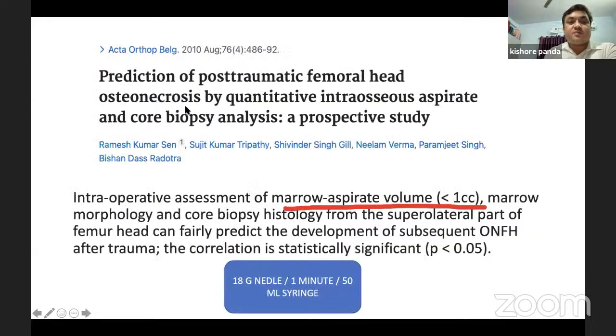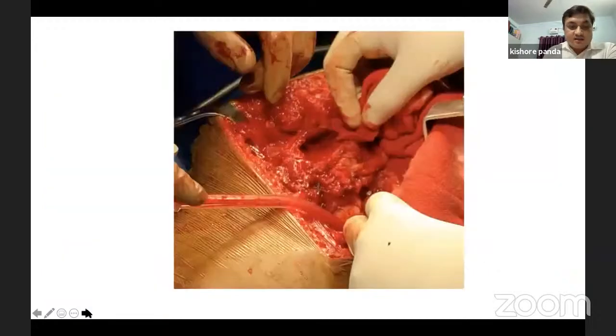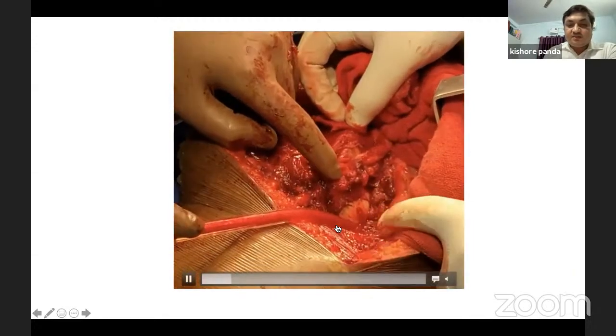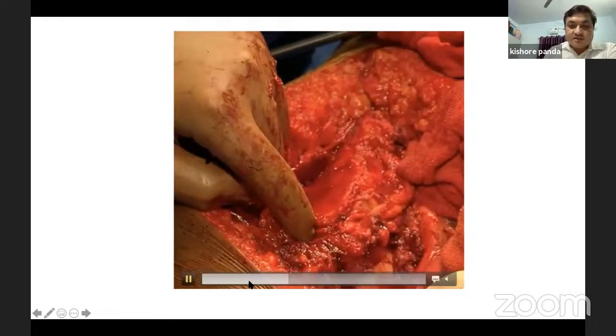Another landmark paper by Professor Sen et al., along with Dr. Sujit Tripathy, who is also here, used an 18-gauge needle with 1 minute of aspiration by a 50 ml syringe. If the aspirate volume is less than 1 cc, then it is a predictor of AVN in future. So this is a 2 month old posterior wall fracture that came to me. You can see there are already arthritic changes, and you can see nicely this pulsatile bleeding. With this much bleeding, how can someone go for an arthroplasty?